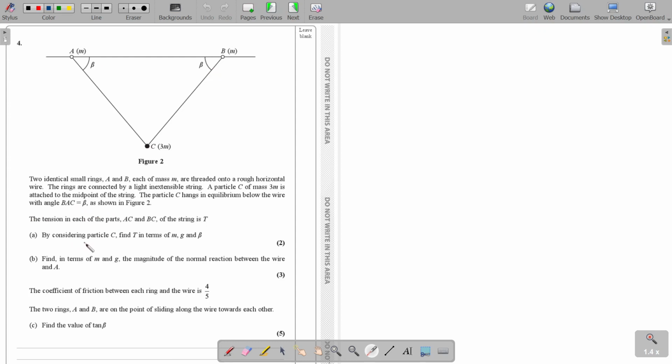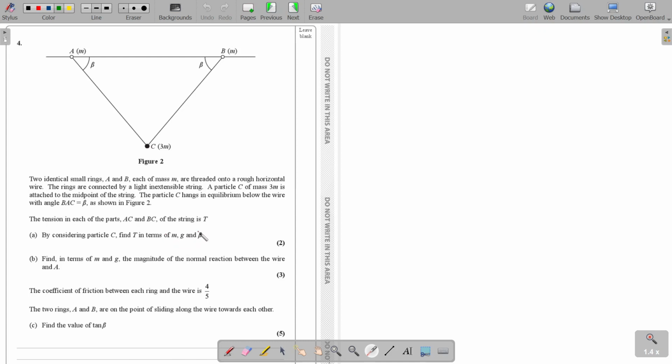By considering particle C, the tension in each of the parts AC and BC of the string is T. They tell you the tension in each part is T. Are you with me? By considering particle C, they are asking you to consider only C. Find T in terms of M, G and beta.